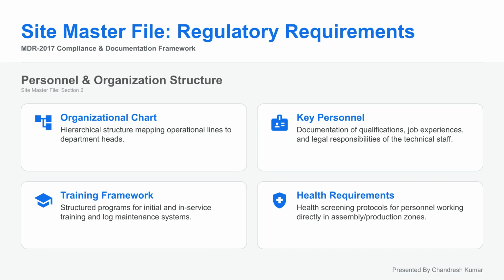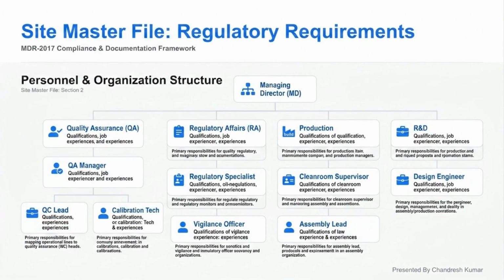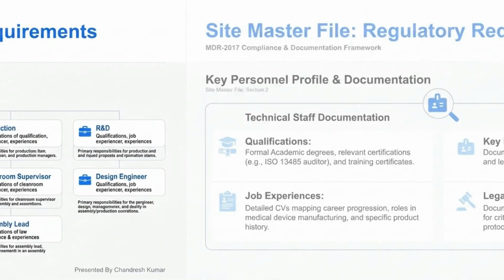Section 2 focuses on personnel and organization structure. This section requires the organizational chart, documentation of key personnel, the training framework, and established health requirements for production staff. This diagram illustrates the hierarchical structure of the organization, detailing roles such as the managing director, quality assurance, regulatory affairs, production, and R&D, along with their respective qualifications and responsibilities.